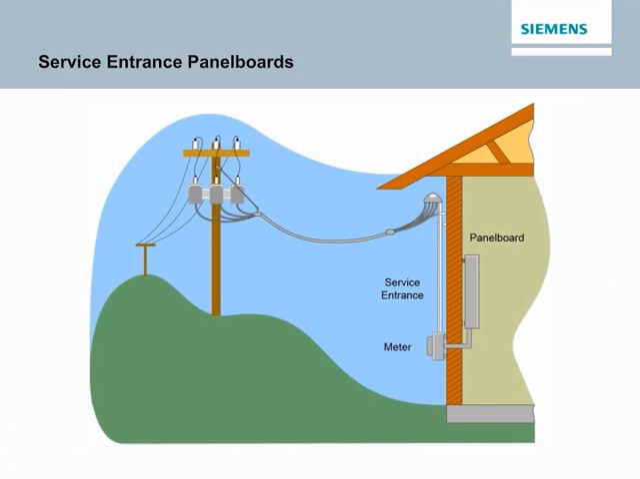Sometimes panel boards are used as service entrance equipment for a building. This is the equipment located near where the power enters the building. The incoming power is connected to this equipment, which provides a means to control and cut off the supply.